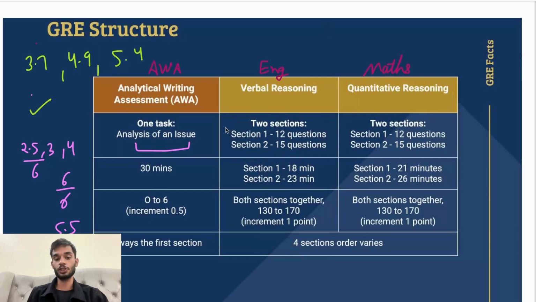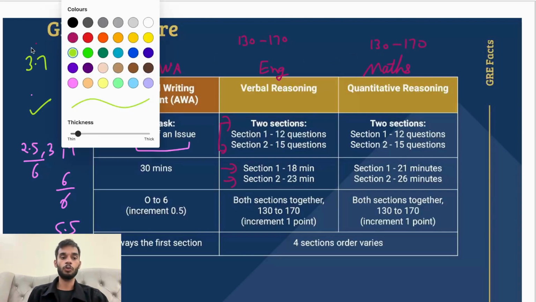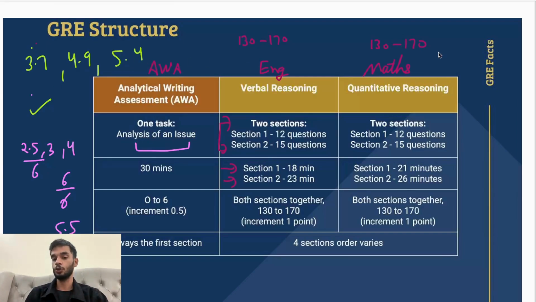Now verbal has two sections itself. Section 1 will have 12 questions, and section 2 will have 15 questions. For section 1 in verbal you will be given 18 minutes. For section 2 in verbal you will be given 23 minutes, 5 minutes extra in comparison to the first section. Verbal will be scored from 130 to 170, as will maths. So 130 to 170.